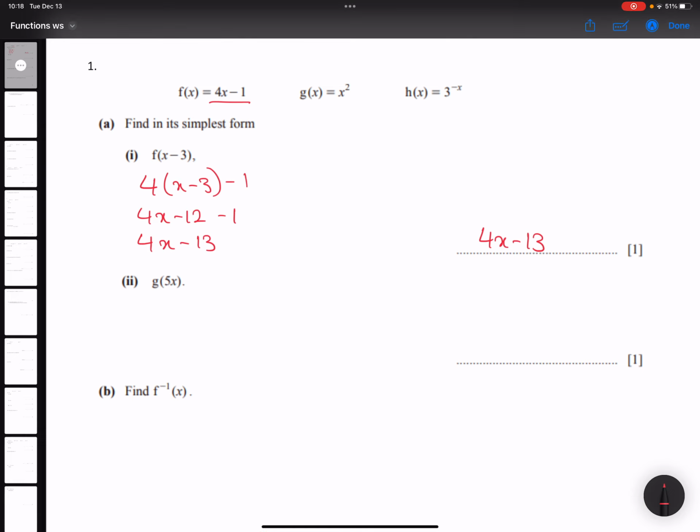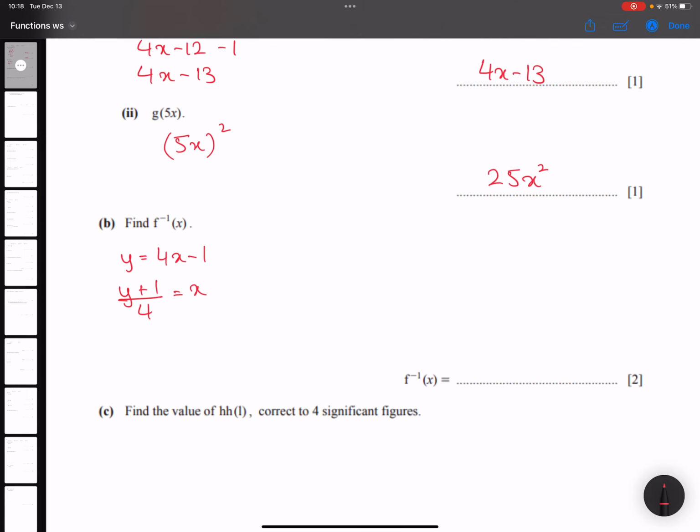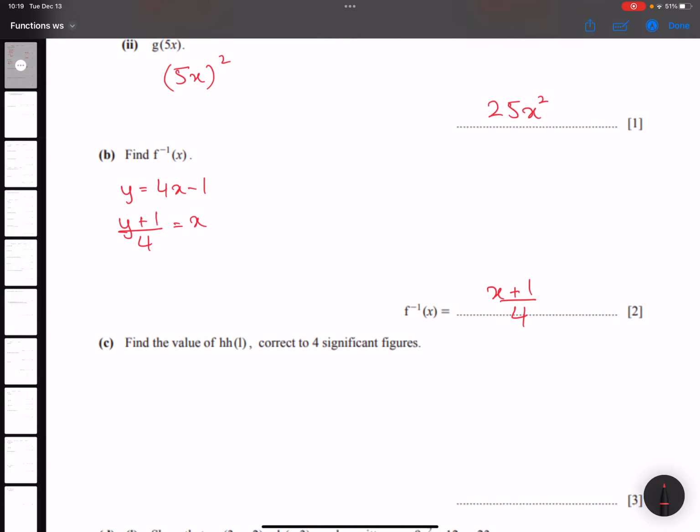g of 5x, so it's going to be 5x all squared, which is 25x squared. f inverse is the inverse function, so you start by saying y equals 4x minus 1. Make y the subject, so (y plus 1) over 4 equals x. The last step is to replace x with the inverse and replace y with x, so it's going to be (x plus 1) over 4.